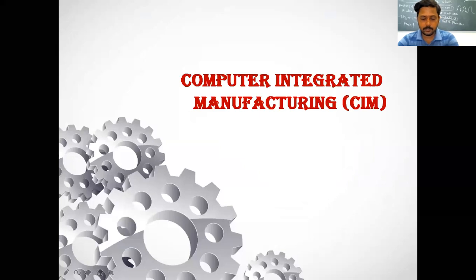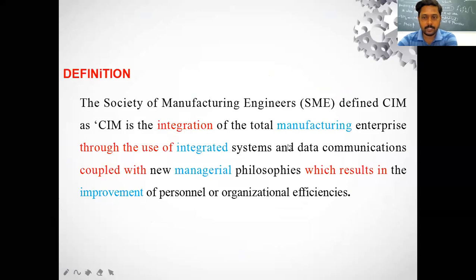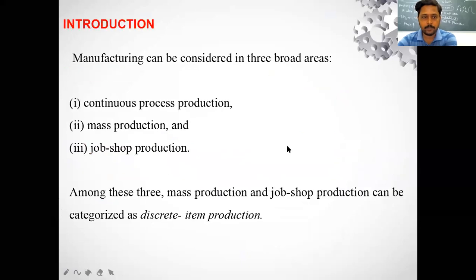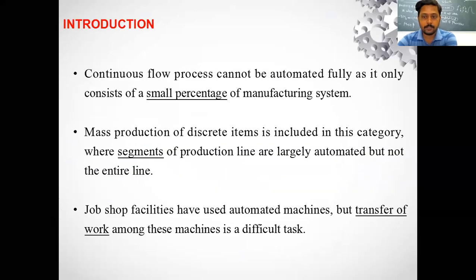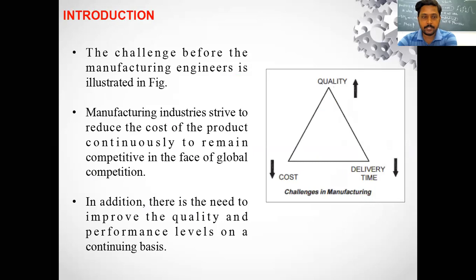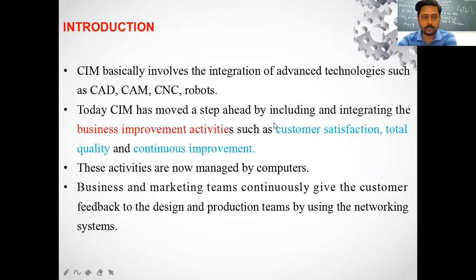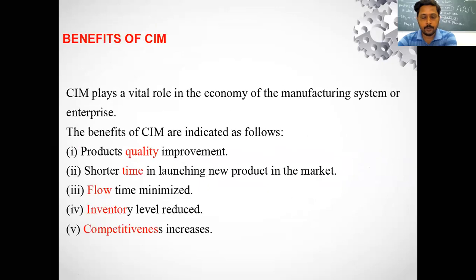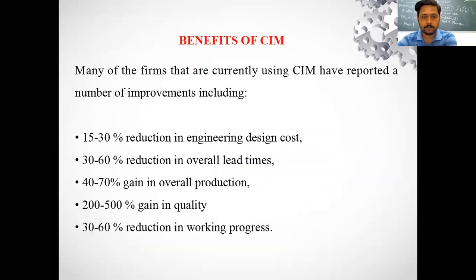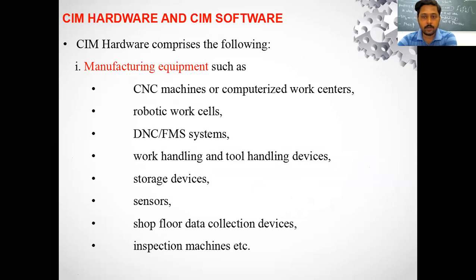So let us take a quick recap of what we have discussed till date. We have discussed computer integrated manufacturing, its definition, different types of manufacturing systems, the features of computer integrated manufacturing, and the challenges faced by manufacturing engineers. These are some of the features and objectives that we have discussed. Then benefits we have discussed.